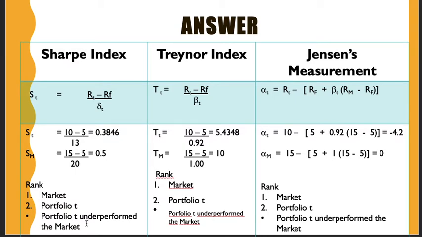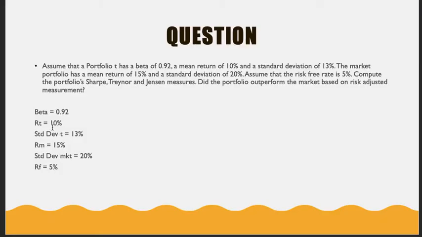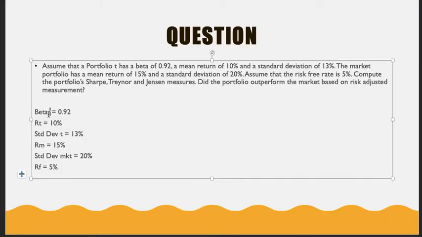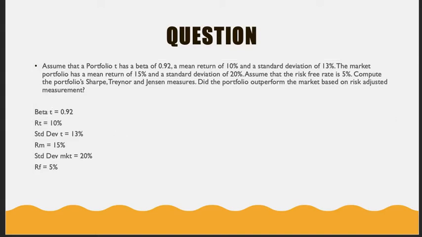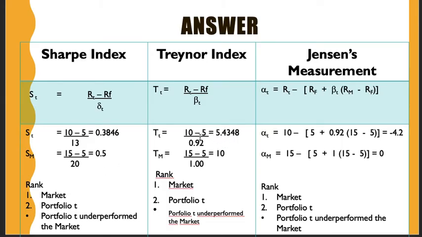Alright. Next, using the Treynor index, it is RT minus RF again, but here divided by the beta. So 10 minus 5 divided by the beta, 0.92. Beta T was given earlier as 0.92. So you will get the Treynor index for portfolio T is 5.4348, and the Treynor index for the market is 15 minus 5 divided by 1. How do we know it is 1? Because the beta of the market is always 1. So here you will get 10.